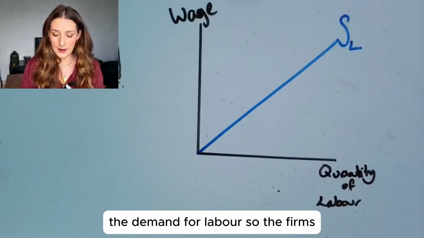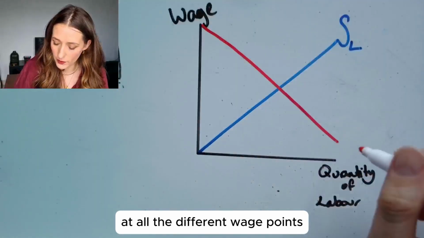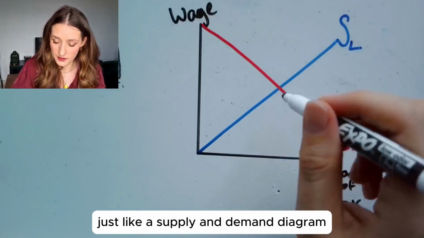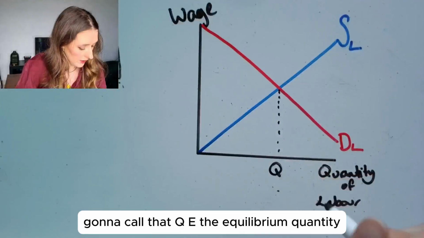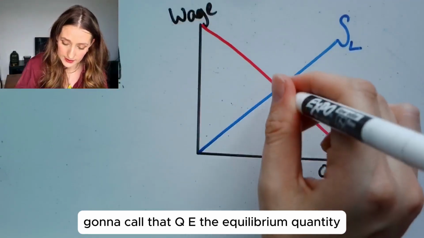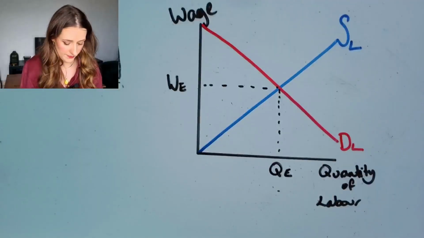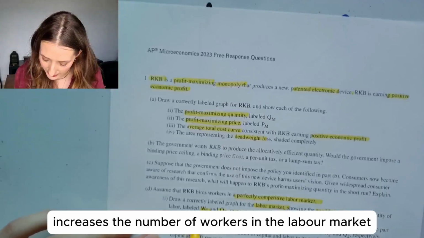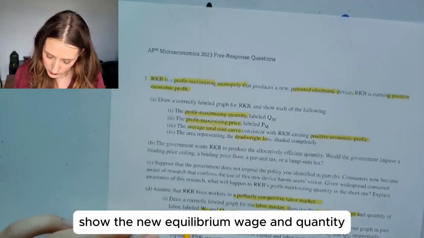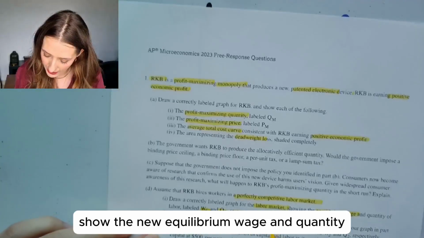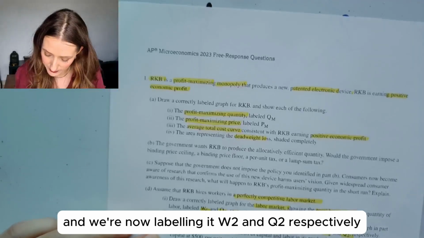The demand for labour is all the firms wanting to hire workers at all the different wage points. Just like a supply and demand diagram, we read off the equilibrium. I'm going to call that QE, the equilibrium quantity, and WE for the wage equilibrium. II. Suppose immigration increases the number of workers in the labour market. On your graph, show the new equilibrium wage and quantity, and we're now labelling it W2 and Q2 respectively.